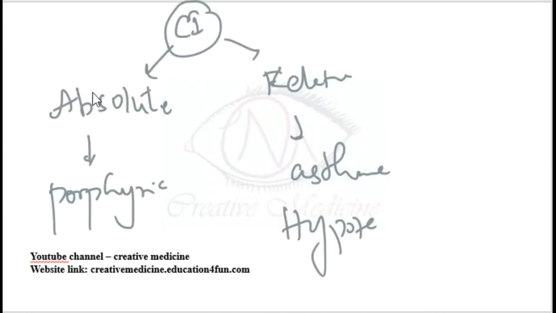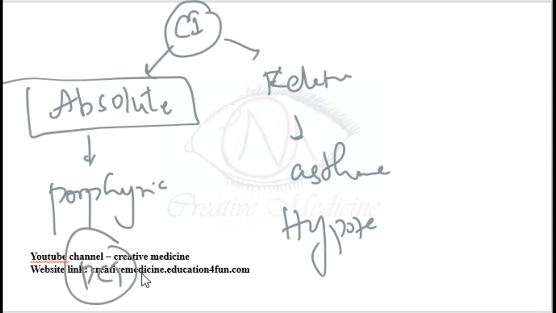Then contraindications are absolute contraindications and relative contraindications. Absolute contraindication is porphyria. Except porphyria cutanea tarda, you can give this thiopentone sodium, whereas relative contraindications are asthma and hypotension.